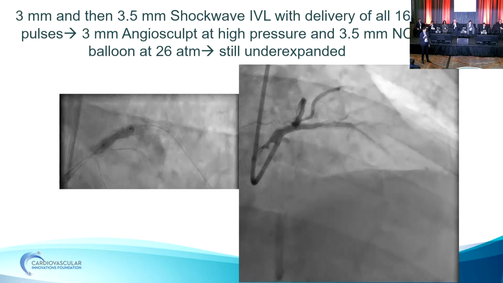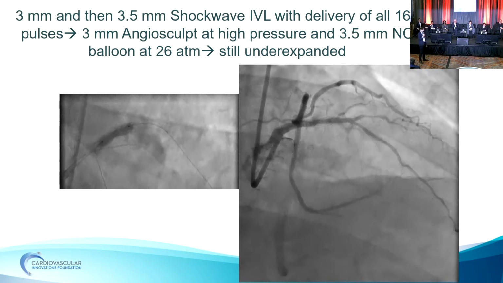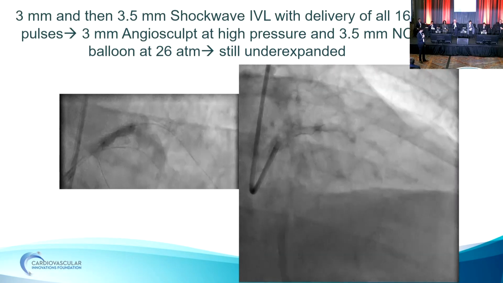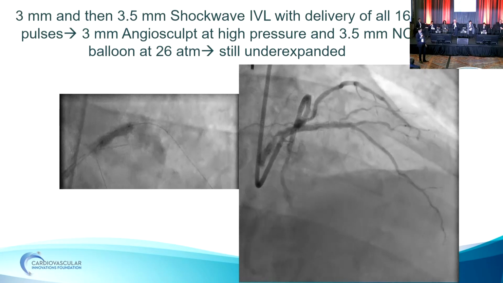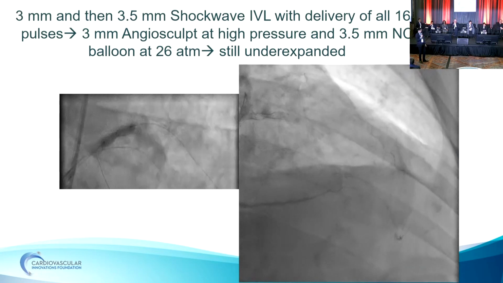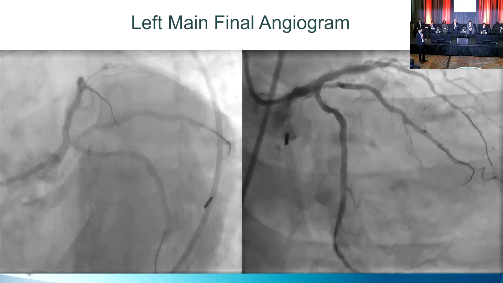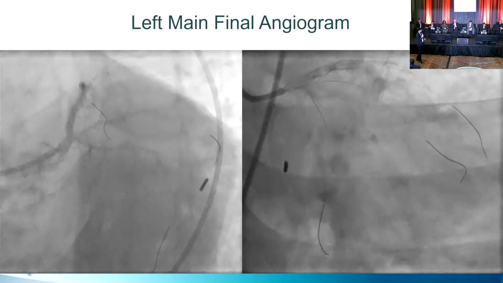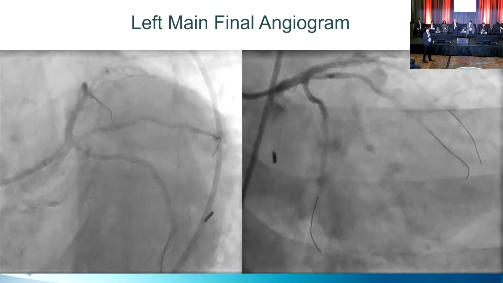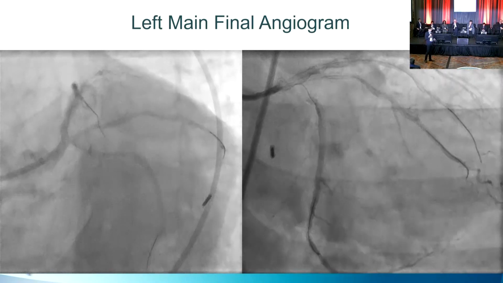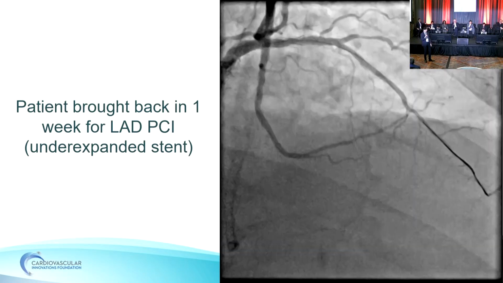We decided to use shockwave, 3 millimeter shockwave balloon, delivered all 80 pulses, post-dilated, still wouldn't expand. Used a 3.5 balloon, shockwaved, and a 3.5 NC balloon at 26 atmospheres, still under-expanded. So this is our angiogram for now. We were supposed to have an OPN balloon in about a week. We thought we'd bring the patient back and try the OPN balloon. We had already done shockwave. So called it a day, brought the patient back in a week.